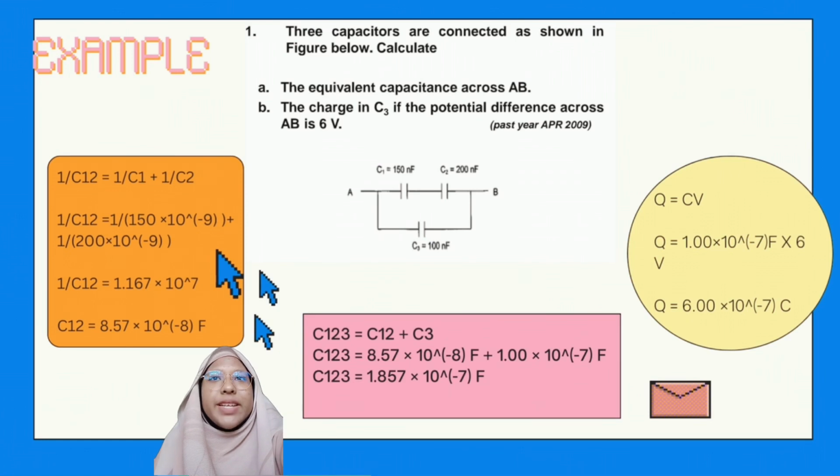After obtaining C12, we can calculate the equivalent capacitance across the circuit by using the equivalent capacitance formula from combination of capacitors in parallel.